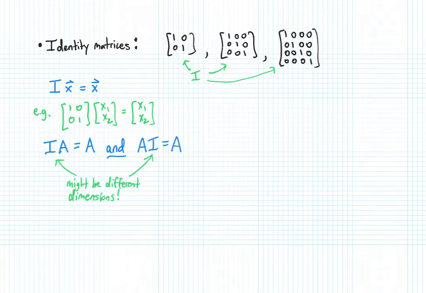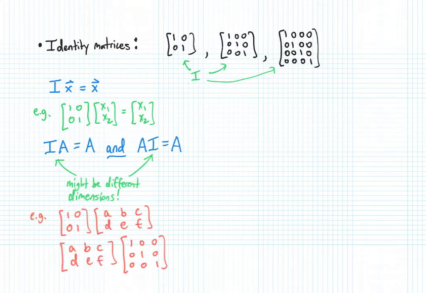But there's a subtlety here, because when you multiply on the left versus multiplying on the right, the dimensions might be different. So for example, if A is a 2 by 3 matrix, then when you multiply it on the left by an identity matrix, it needs to be a 2 by 2 identity matrix. Whereas if you multiply it on the right by an identity matrix, it would need to be a 3 by 3 identity matrix.